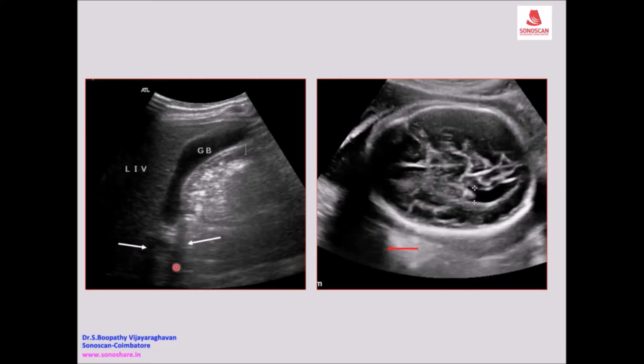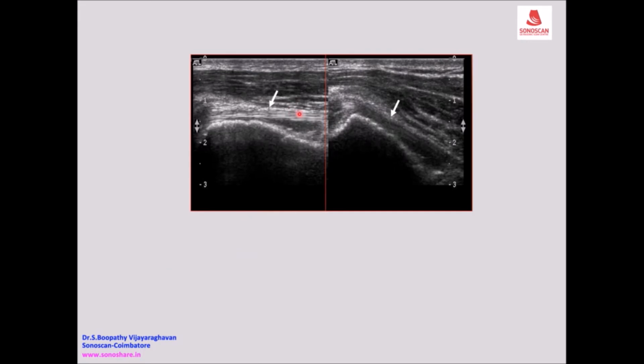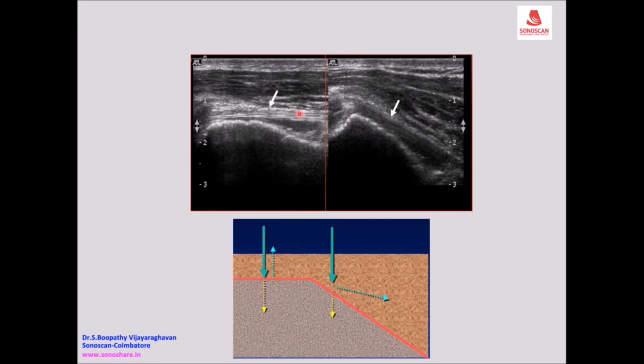Due to the edge effect, this is called the edge shadow. See here, even in the BPD, when you are taking the BPD head, you get shadowed through, gets reflected, so you get a good image here. But at the edge, you see the angle of insonation, it gets refracted. So this is explained here.